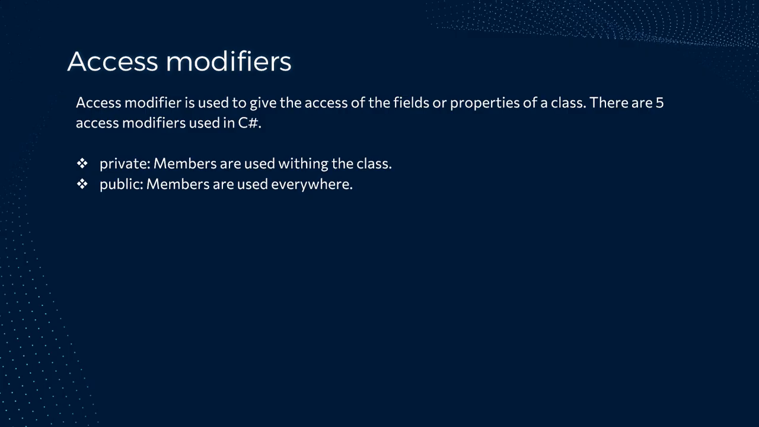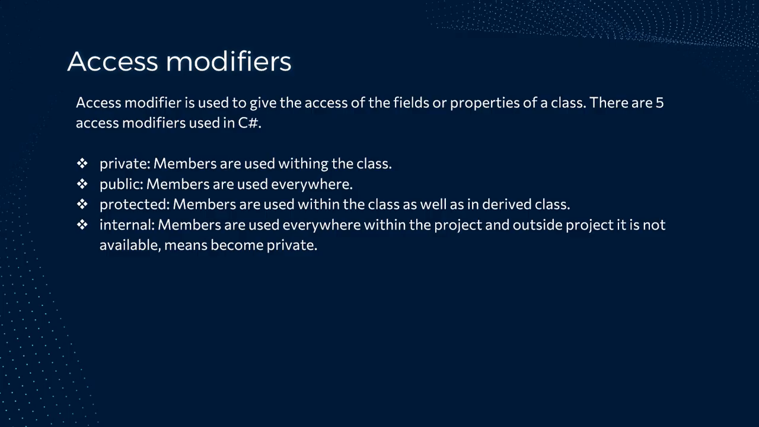Public members are used everywhere. So it is available within the class, outside the class, within the project, outside the project, everywhere you can say. Protected data members are used within the class as well as in the derived class. So when we mark any fields or data members as protected, those protected members are available within the class and in the derived class. Outside the class it is not available, but in the derived class it is available.